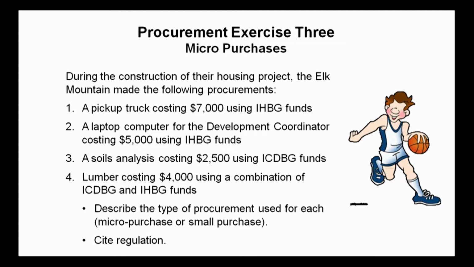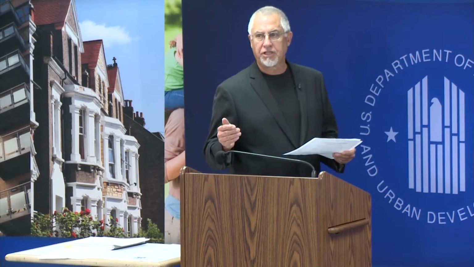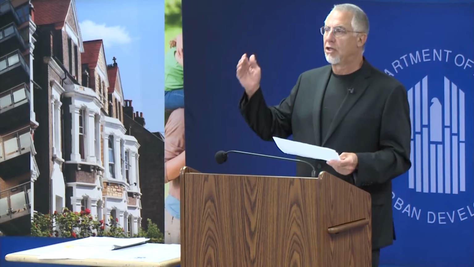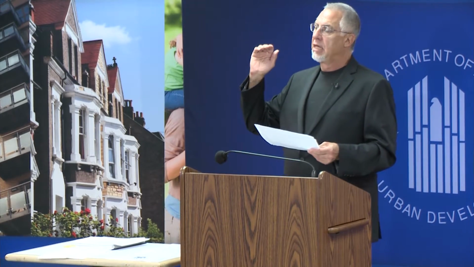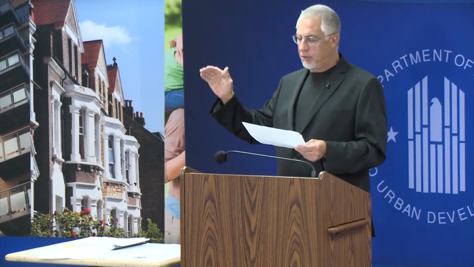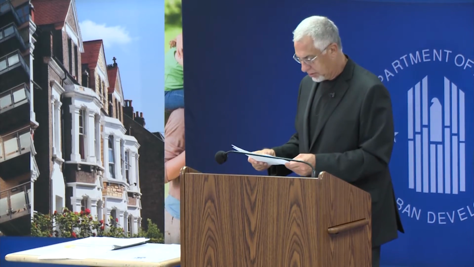So, a pickup truck costing $7,000 using IHBG funds. What type of procurement method would be used for this purchase? It would be a small purchase. Small purchase, yes. It's higher than the micro purchase limit. It's lower than the simplified acquisition threshold, so it would be a small purchase.